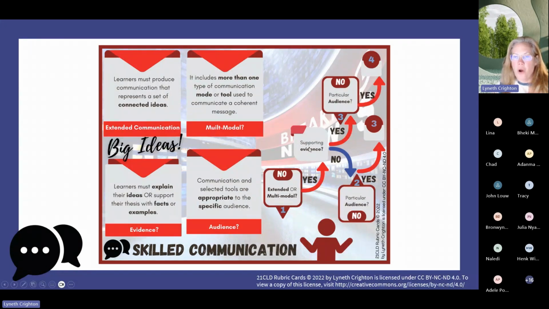If you said no, you can still get to level 3, but if what they've done is for a specific audience. If they've said yes, there's supporting evidence, you then ask is it a particular audience? And if it is, it becomes a level 4. So in other words, are the tools and the message and the communication appropriate to a specific audience?